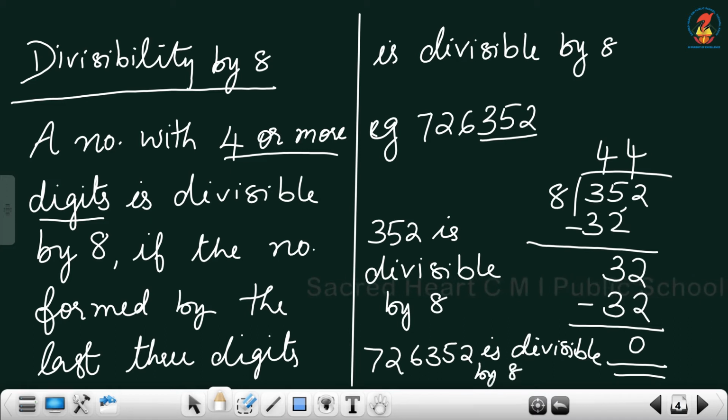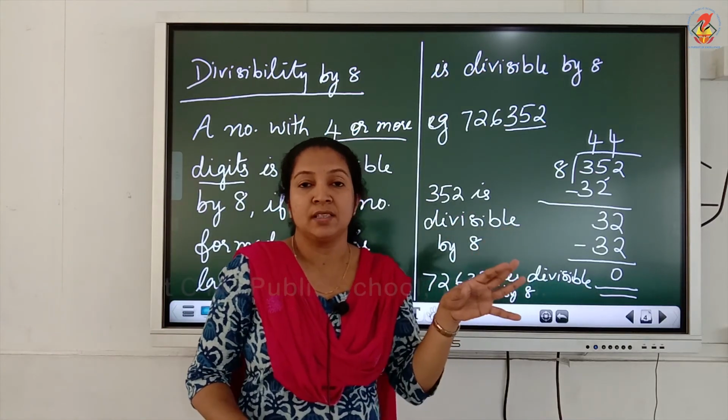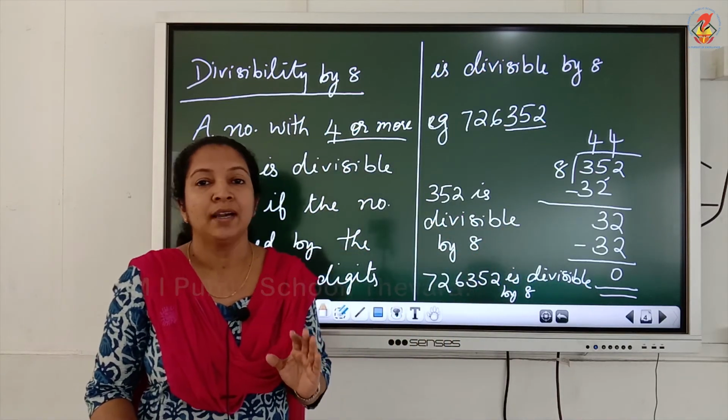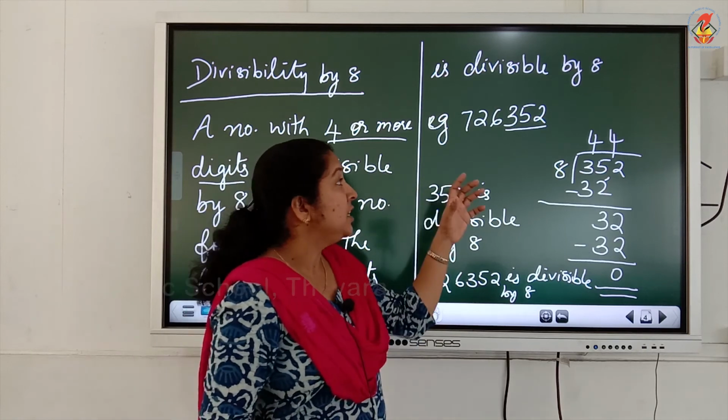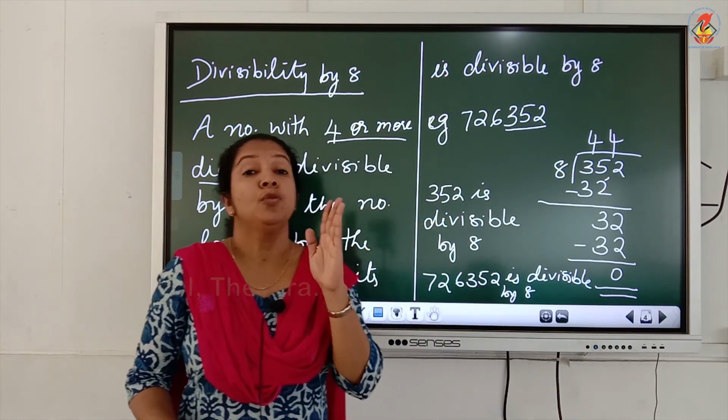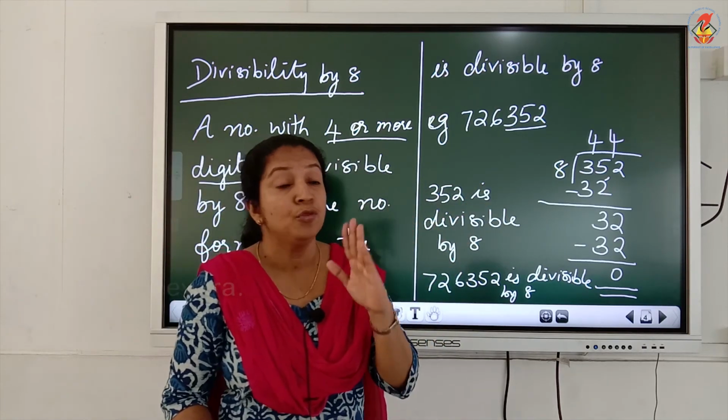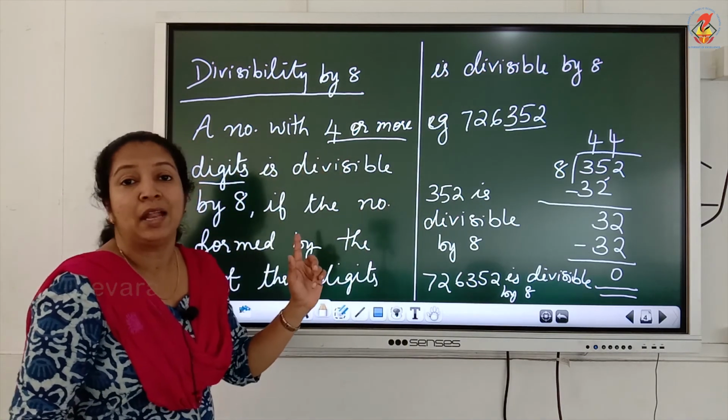So what we have checked is whether the number formed by the last 3 digits is divisible by 8. If it is divisible by 8, we can say the given number is divisible by 8. The condition is it should have 4 or more digits, then only we can apply.